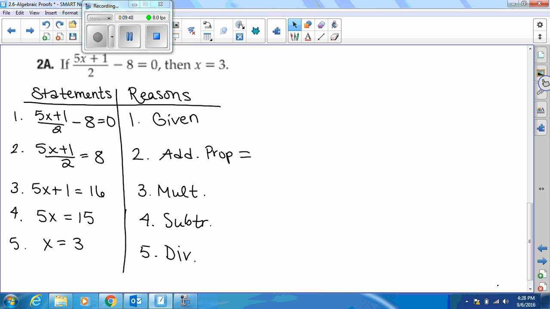And so I've proved the conjecture that they've asked me to, that x equals 3. So you always start with your given, get your statement justified on your reason side, and then you have your proof.